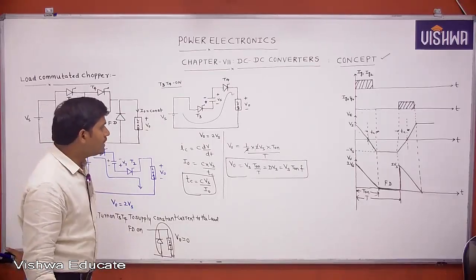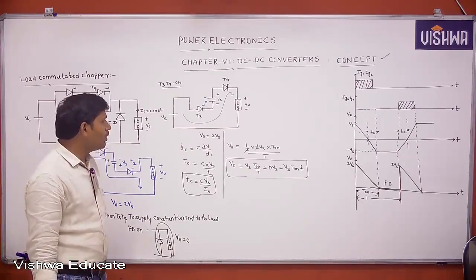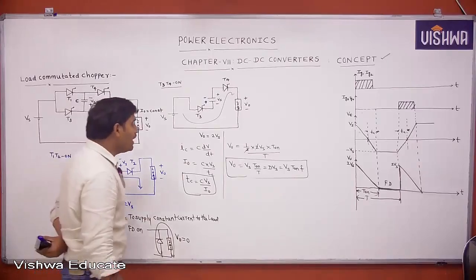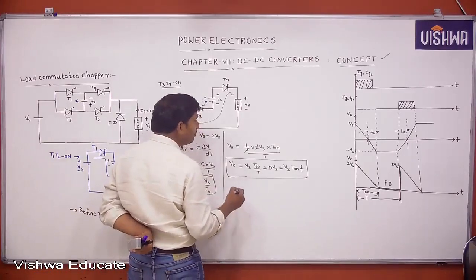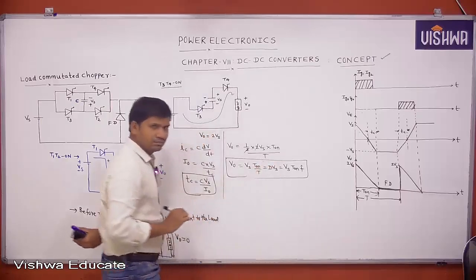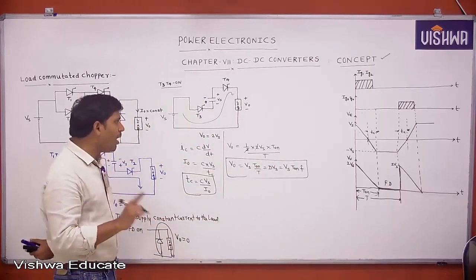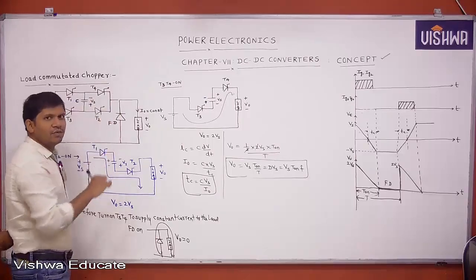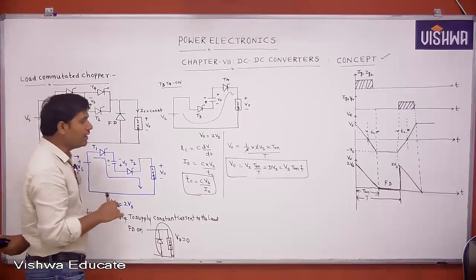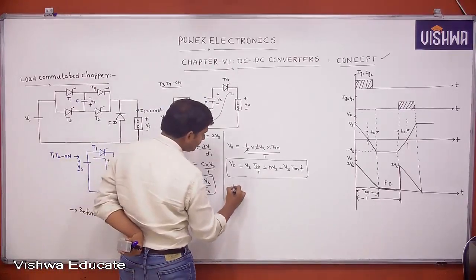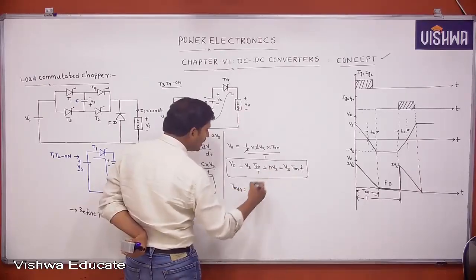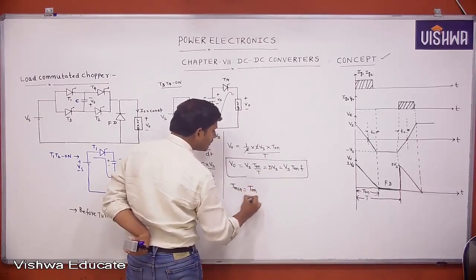Okay, this is V naught equal to Vs into T on into F. What is the minimum on time? Minimum on time is T on. After this only, next T3, T4 will be on. That's why, in one period, the minimum on time is T on.